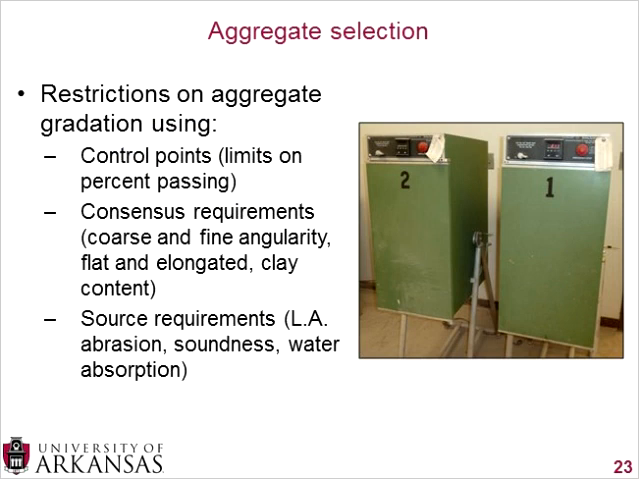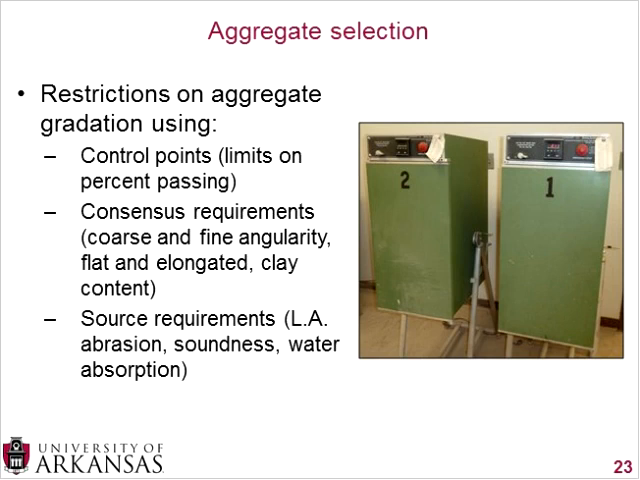So first you need to select your aggregate, and the Superpave mix design procedure went into a lot more detail on this. First of all, they do have a lot of control points. So there are minimum and maximum values for percent passing on each sieve size. So you often go from either a 9.5 millimeter, 12.5 millimeter, or 19 millimeter nominal maximum aggregate size. So you have sieves at those sizes as well, all the way down to a P200 aggregate.